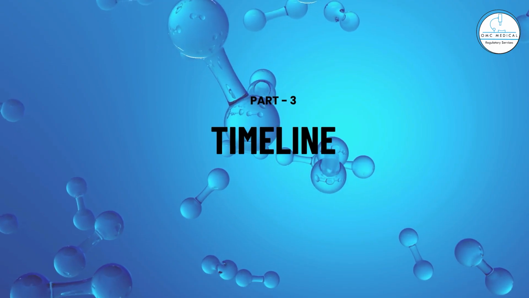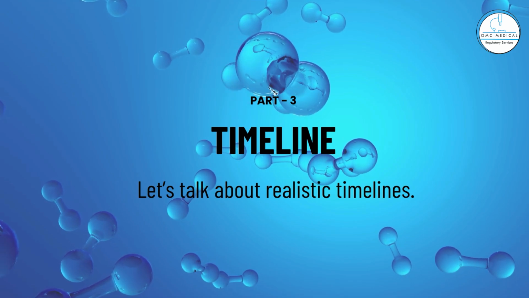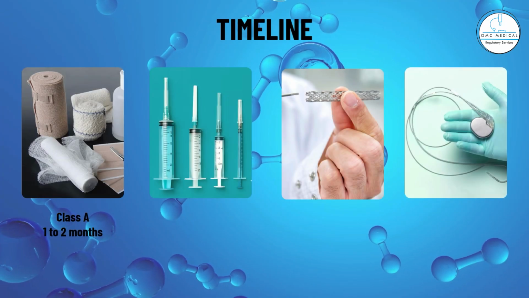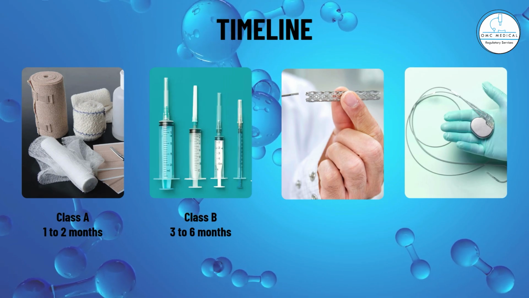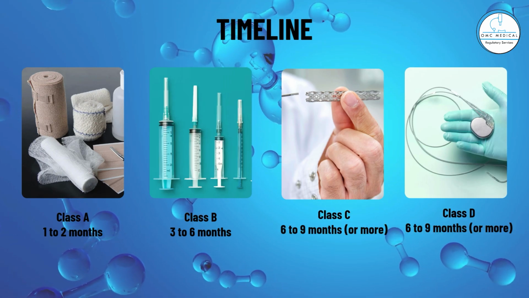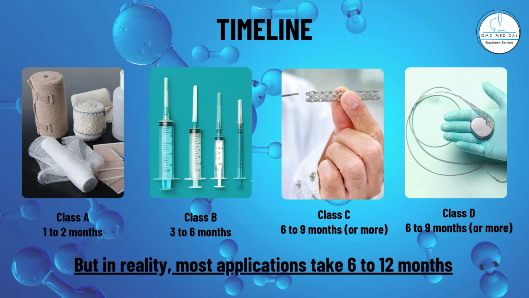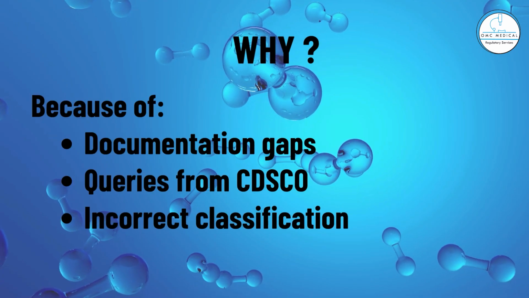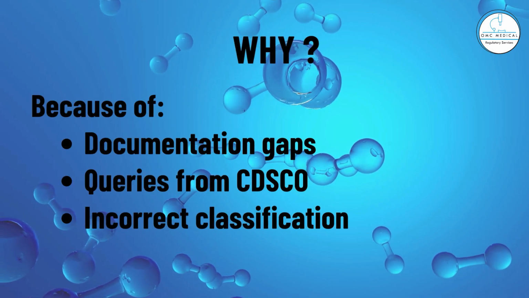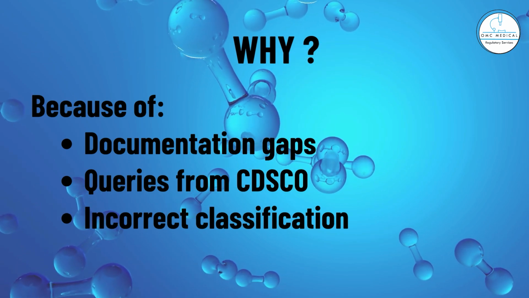Part 3. Timeline. Let's talk about realistic timelines. Class A, 1 to 2 months. Class B, 3 to 6 months. Class C and D, 6 to 9 months or more. But in reality, most applications take 6 to 12 months. Why? Because of documentation gaps, queries from CDSCO, incorrect classification.